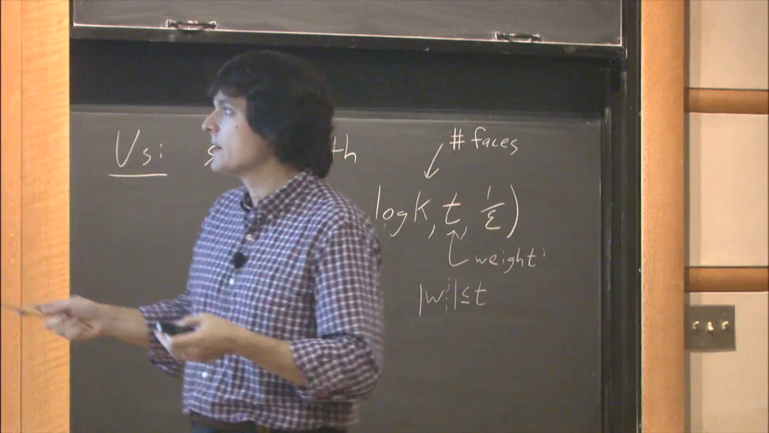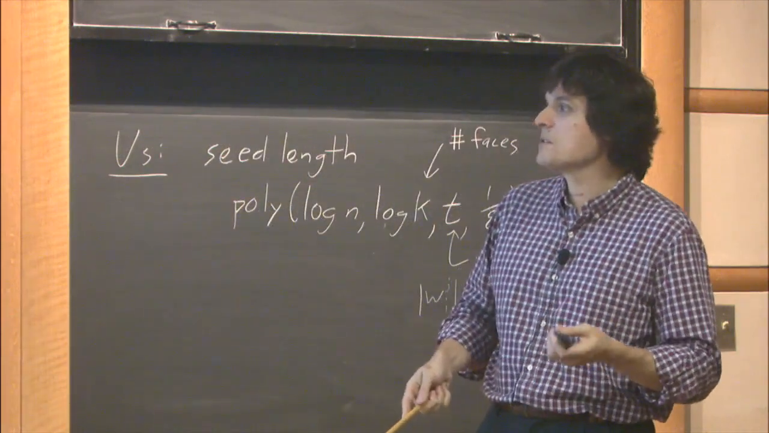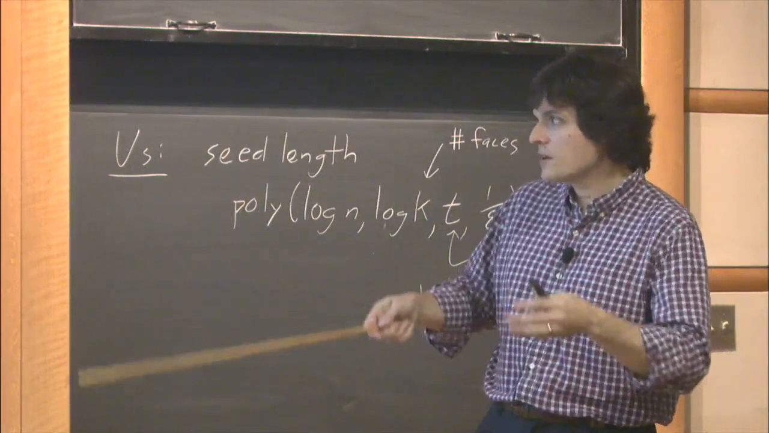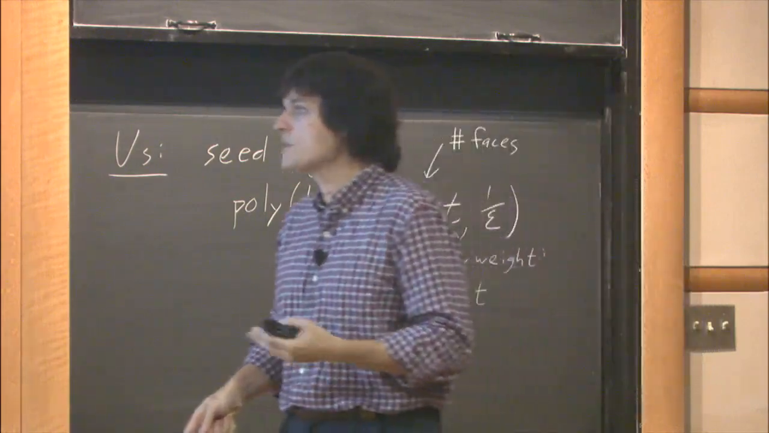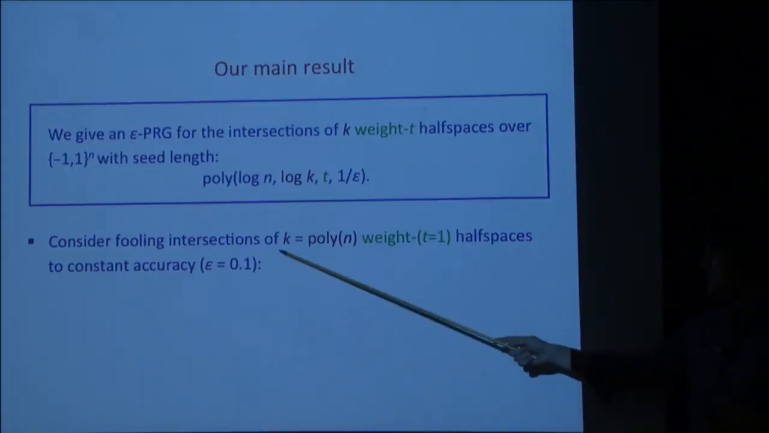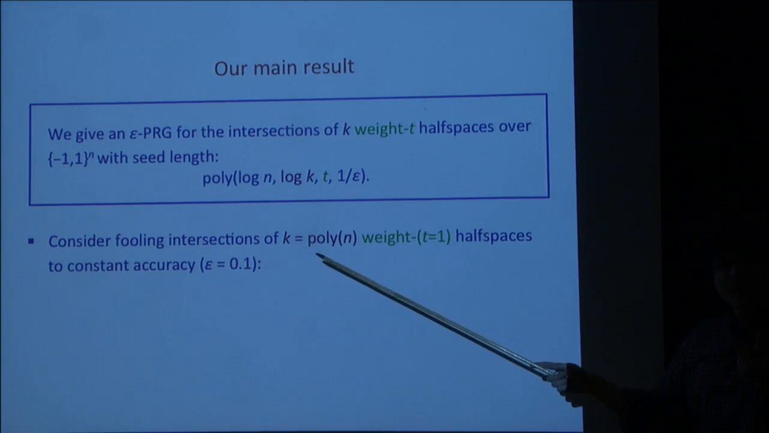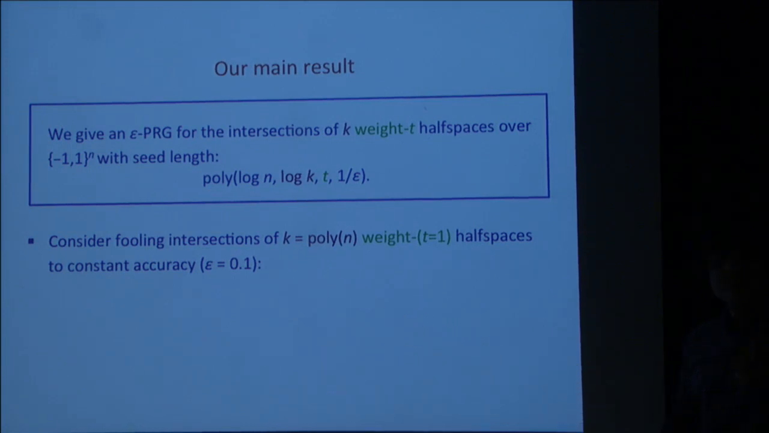Okay, so just to highlight a little bit the fact that there is a contribution here in terms of what we can do. Let's consider a special case of this result. Suppose that you're trying to fool, say, k equals n, a linear number of half spaces. Suppose that the weight of each half space is 1, so all the coefficients are +1, -1, or 0, okay?